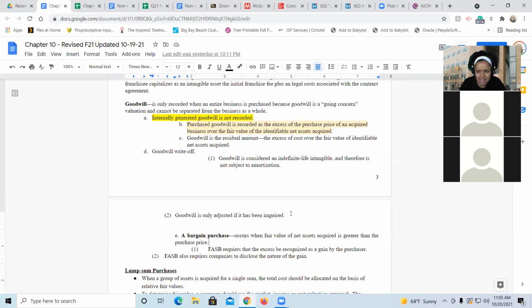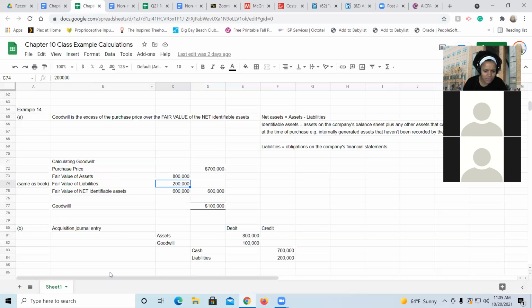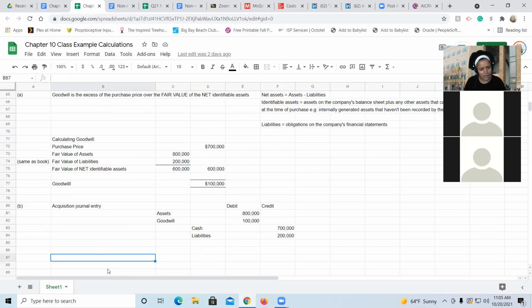And then there is this scenario called a bargain purchase, where it's possible that a company ends up paying less for the business, the acquisition, than the fair value of the net identifiable assets. And this could be because there's some weird situation with the company. So I'll show you what that means.